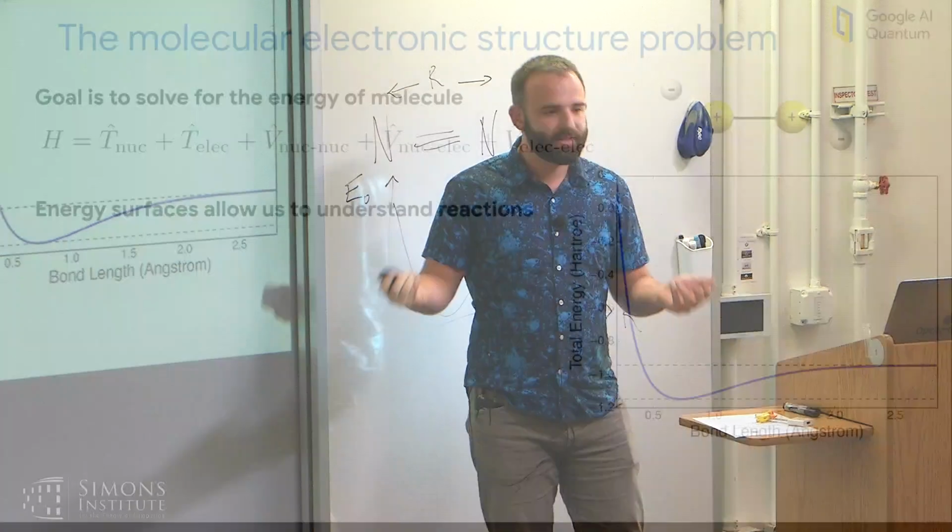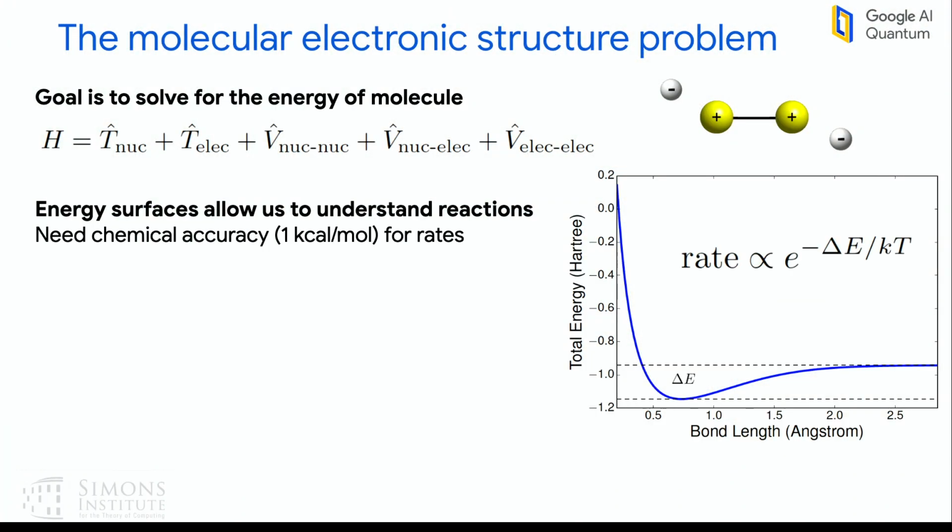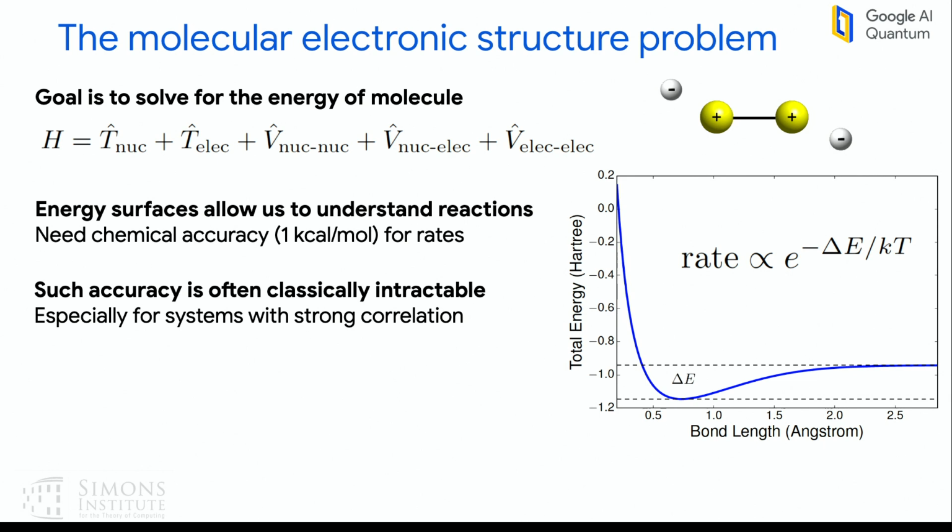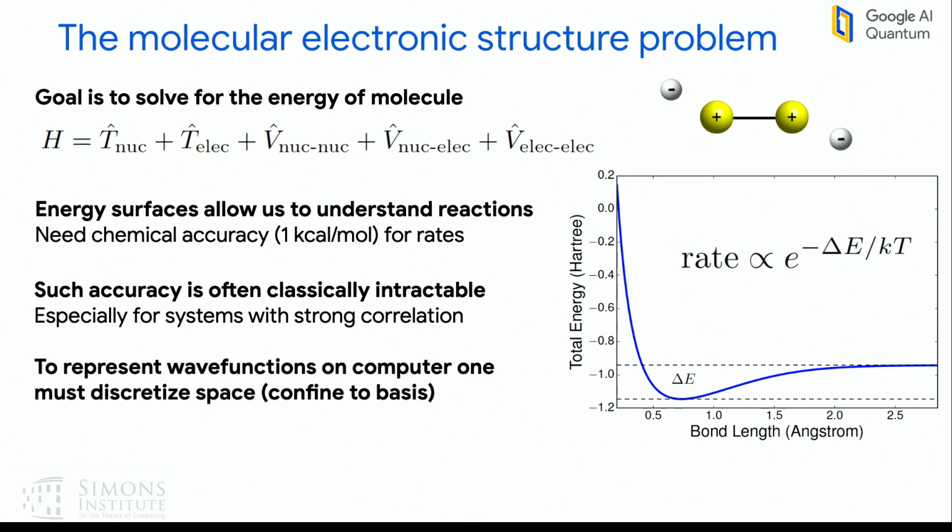And energy surfaces like this allow us to understand chemical reactions, but we need fairly high precision in order to do that, in order to predict chemical reaction rates. So, Garnet gave a talk earlier about where classical methods for quantum chemistry are, and he's certainly correct that you can do more than you might expect with classical methods. But especially for systems with strong correlation, there are plenty of examples where achieving the level of accuracy we need to predict rates and mechanisms is quite challenging on classical devices. And so these are the systems that we think about solving on quantum computers.